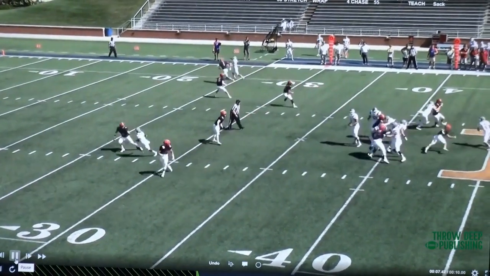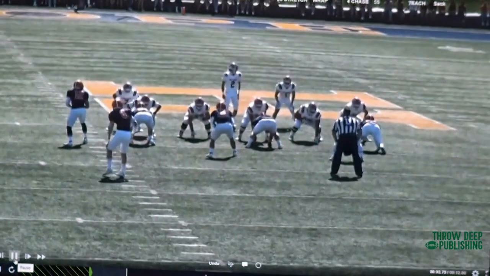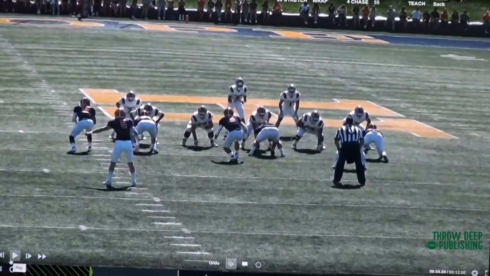Now, here's our next. Yep. So this is a chase wrap. Okay? This is a chase wrap. So we're going to send the backer, and we do it 2 ways. We time it, or we show it. Okay? Coach Wooster talked about that.